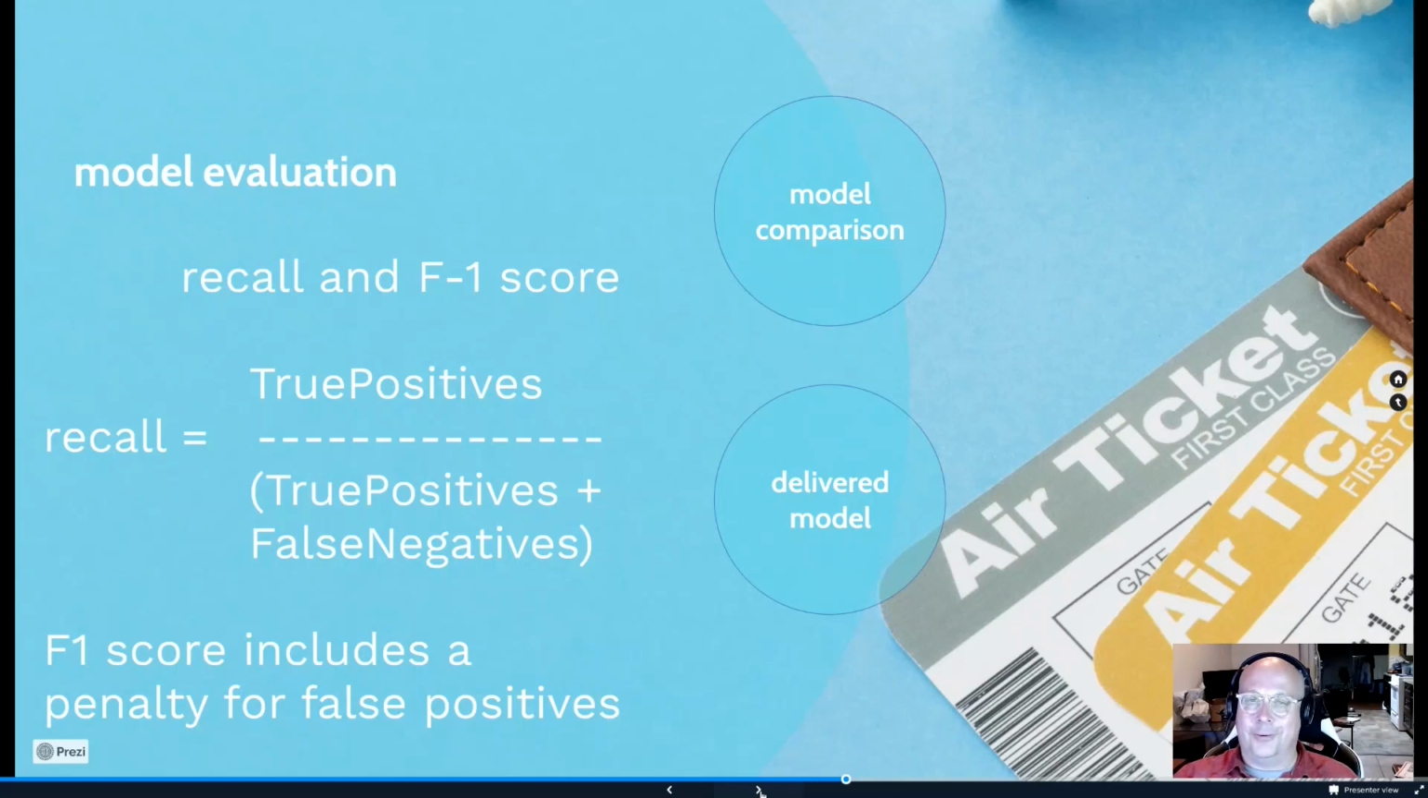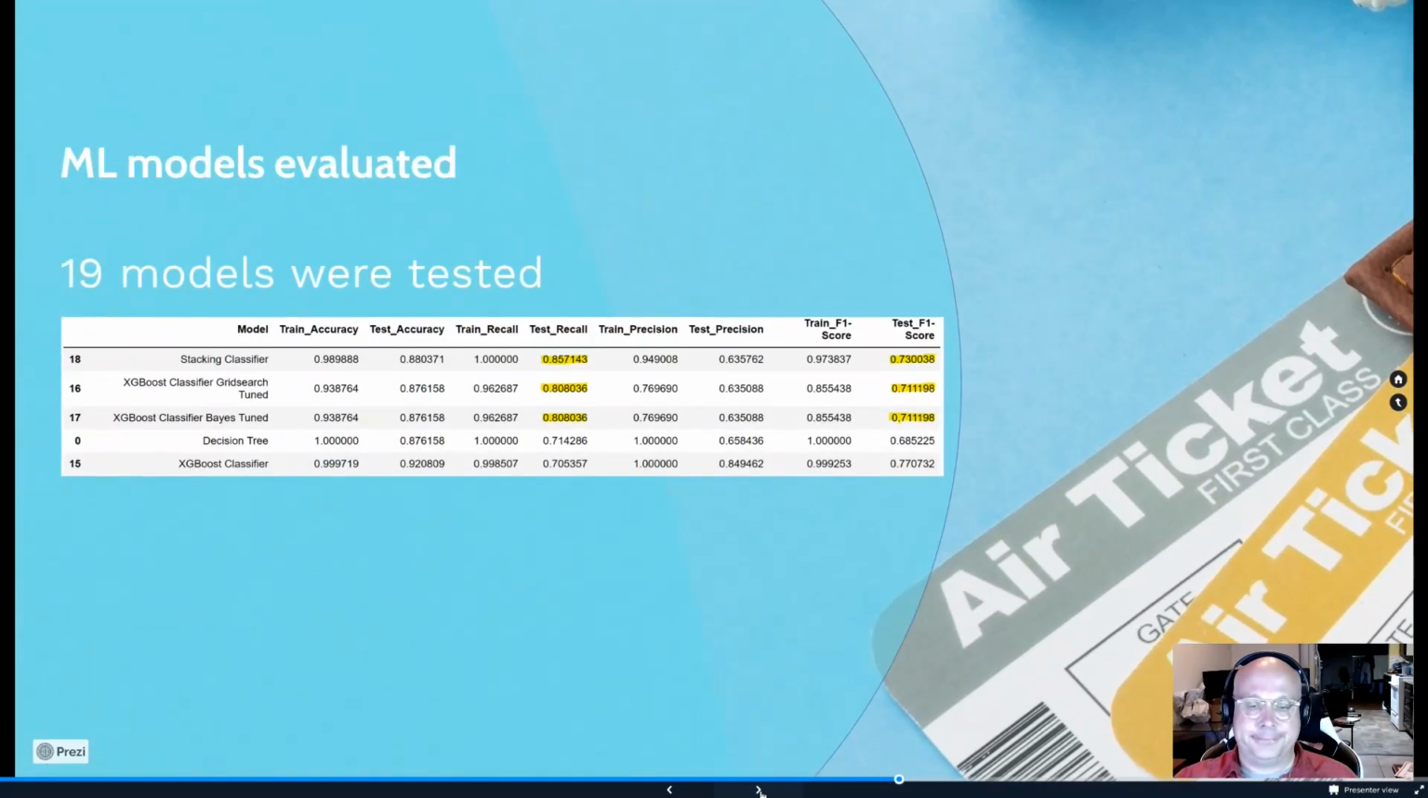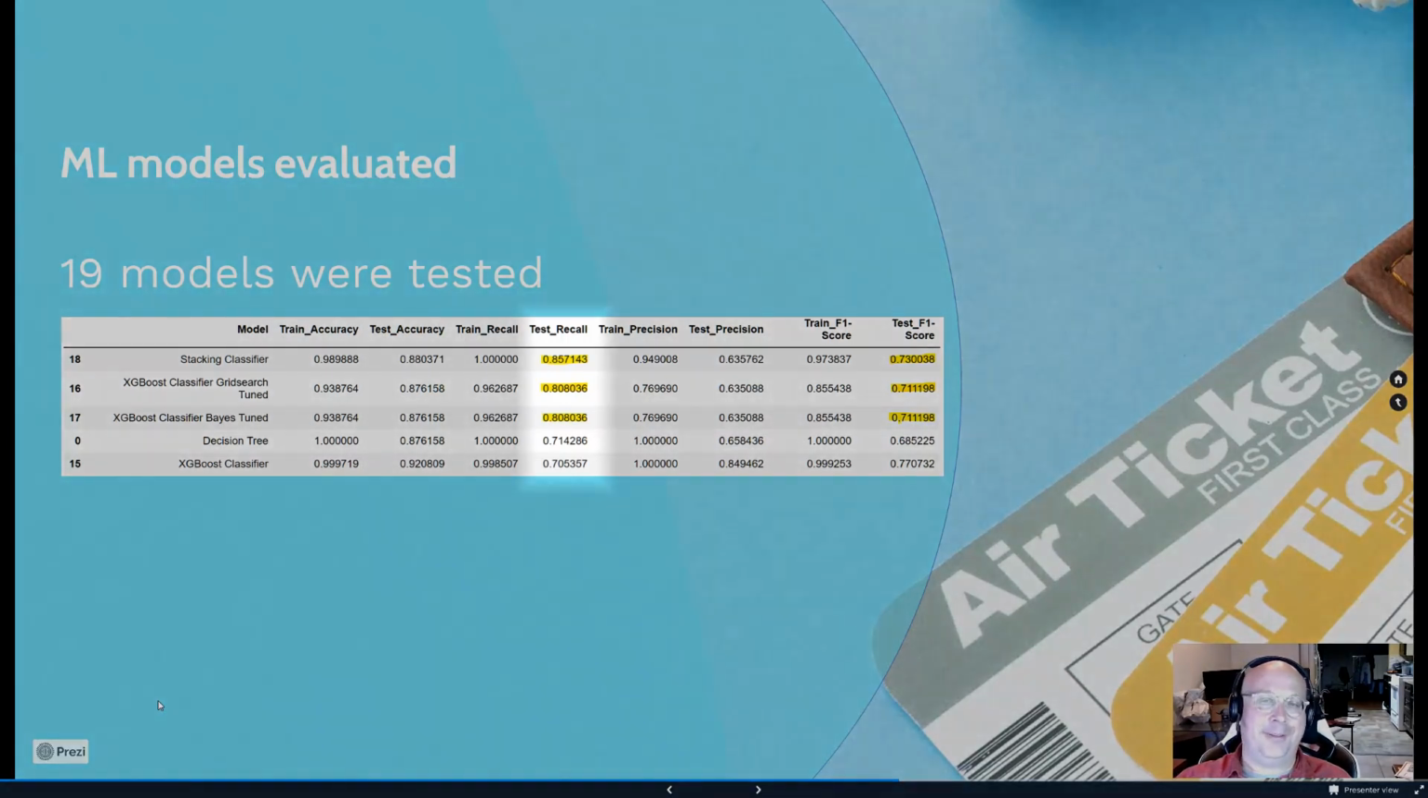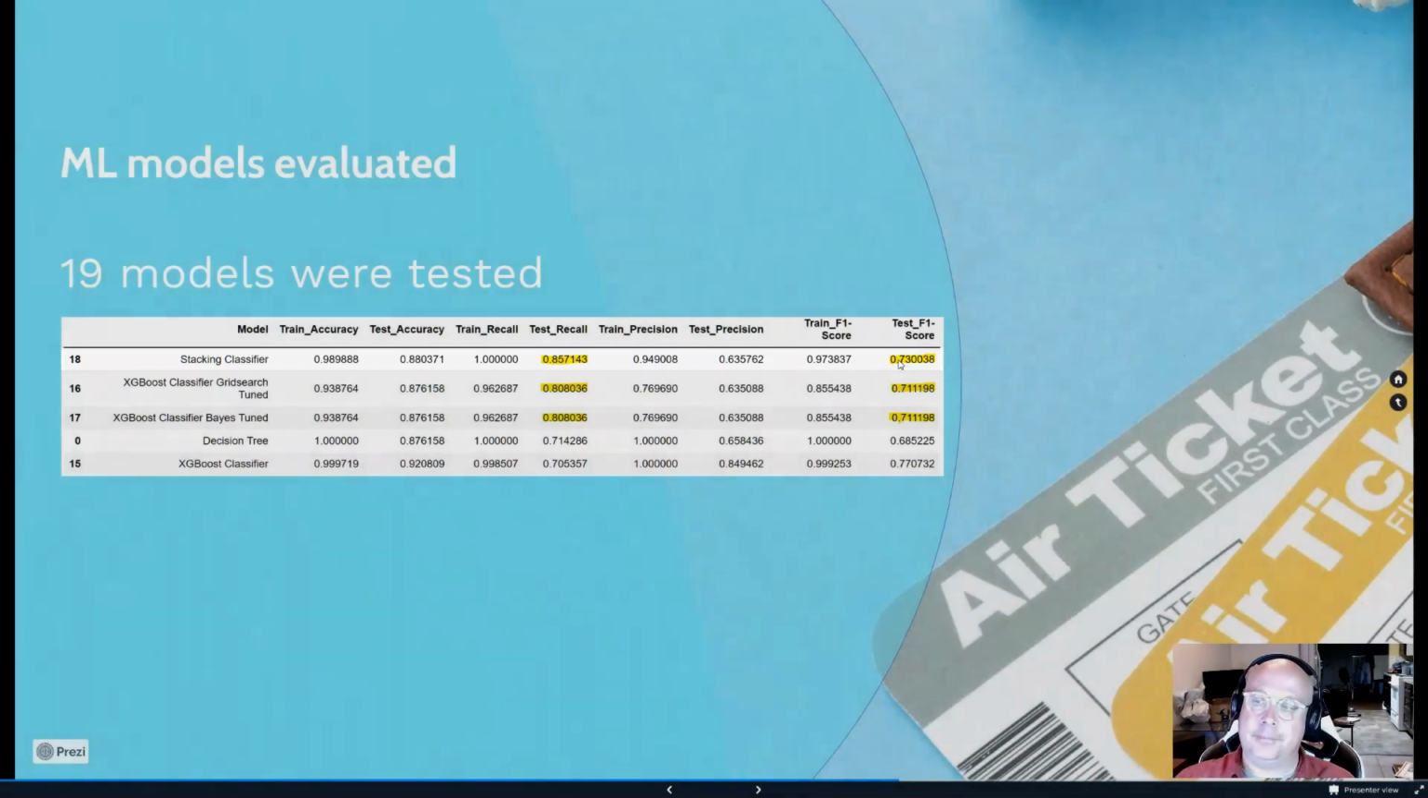Now let's look at the model scores. I created 19 different machine learning models. Here is a list of the top 5 sorted by recall score. Recall that we're using the recall score and the F1 score to evaluate the models. The stacking classifier has the top rank on recall and it has the top score on F1 as well. I declare the stacking classifier to be the winner. This is the model I'll deliver to the client.